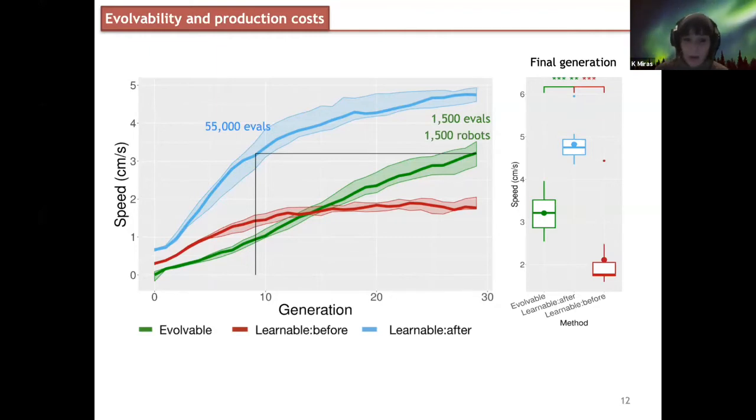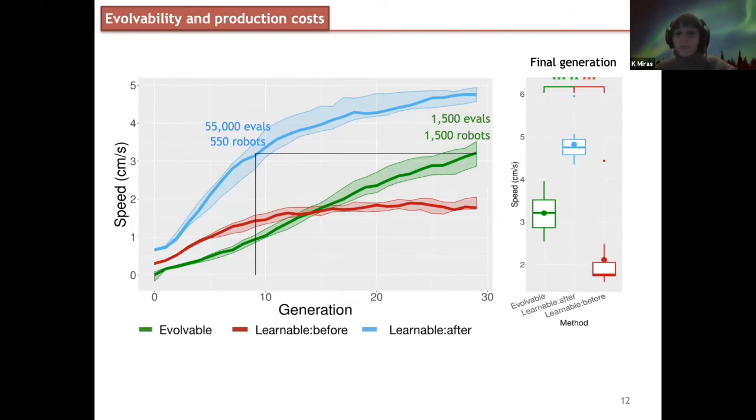But on the other hand, here we have the same amount of robots being built if we would be in hardware. That's not our case, but considering robots that are being constructed in the real world to be evolved, in the case of only evolvable robots, you have to build 1,500 robots. And in the other case, you only have to build 550 robots, so approximately 1/3 of the robots. So the main benefit here is time and production costs.